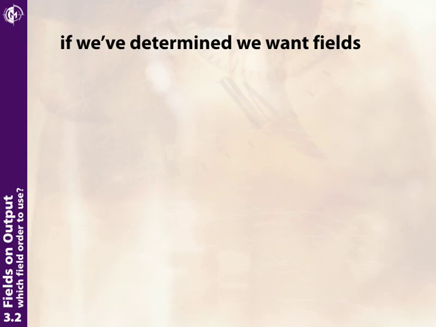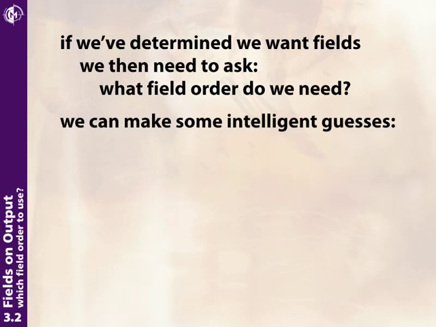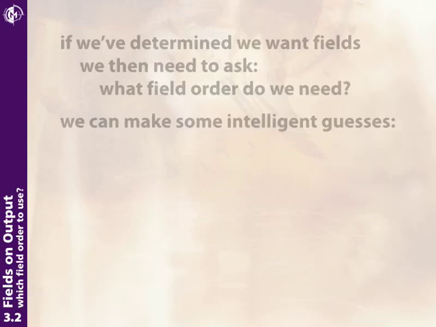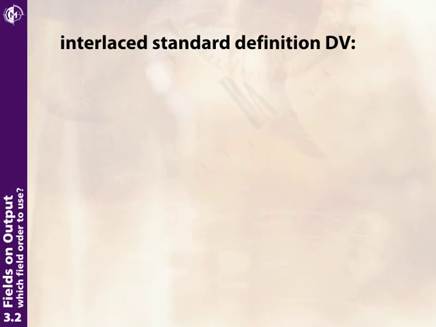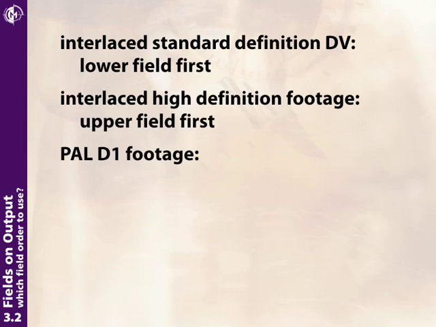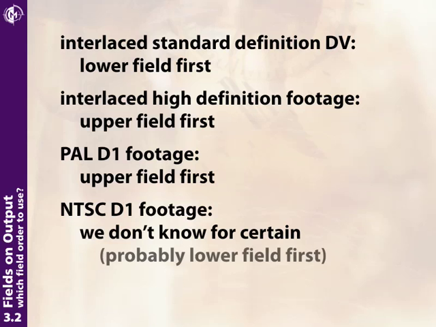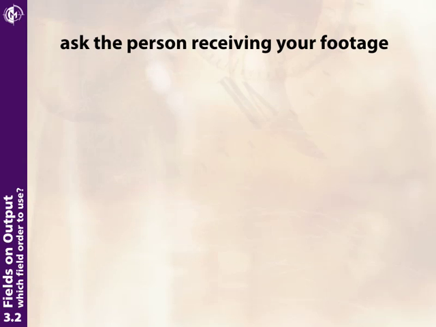Let's say we've determined that we definitely want to field render our output. Okay, the first thing we need to figure out is, what is the field order of the output? Now again, we can make some intelligent guesses a lot of the time as to what the field order may be. If we're going to standard def DV, it's going to be lower field first. If we're going to field render HD output, it's going to be upper field first. PAL D1, upper field first. NTSC D1, we don't know. It's probably lower field first, but not always.